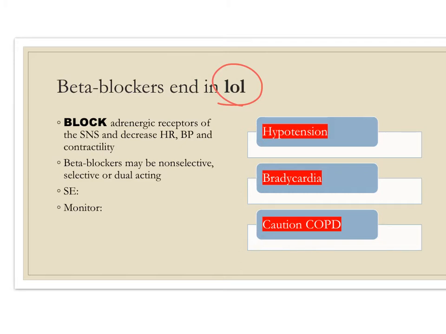So what does that result in? It results in a decreased heart rate. Remember, that would be chronotropic, a negative chronotrope. They decrease the blood pressure, and they decrease contractility, so these guys are negative inotropic drugs. Beta blockers can be called non-selective, selective, and dual-acting.